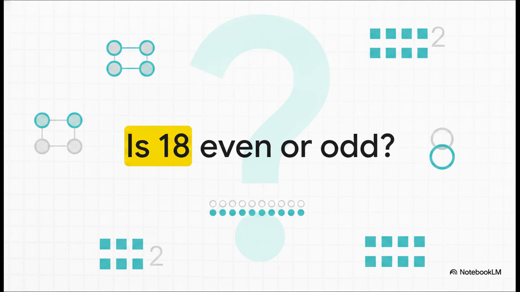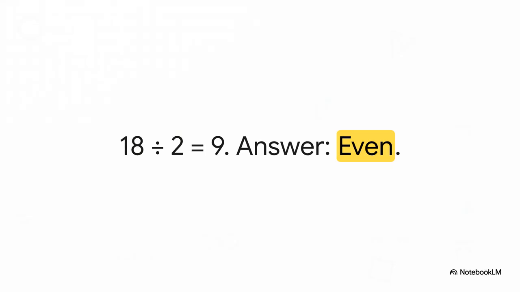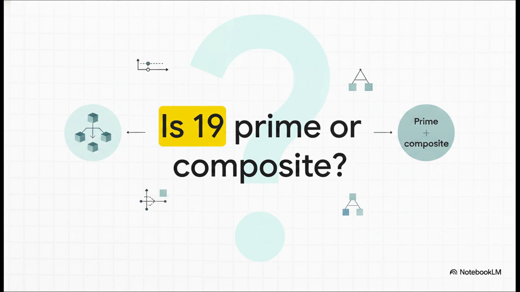We're looking at divisibility by 2 here, or, we can just use our visual shortcut. Because 18 divides exactly by 2, giving us 9 with 0 remainder, it is definitively even. Or you could have just looked at that last digit, the 8, and immediately known it falls into the even category. Easy, right?